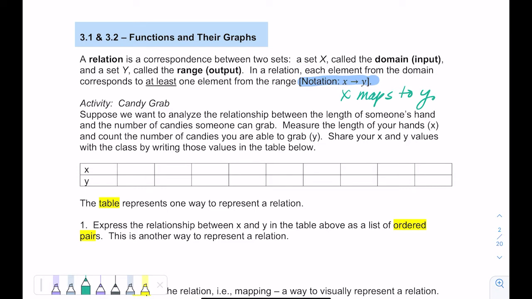And we read that as X maps to Y. So that just means if you have, let's say, a group of X's and a group of Y's, and let's say you've got 1, 2, 3 in your domain, and you have 4, 5, and 6 in your range, 1 maps to 4 means you have the ordered pair 1, 4.